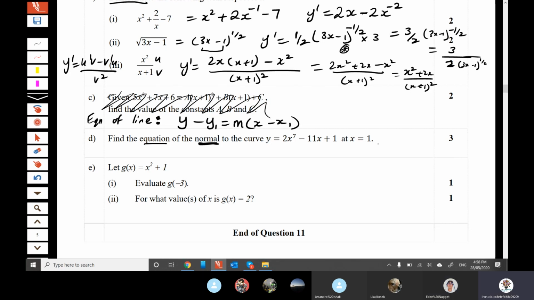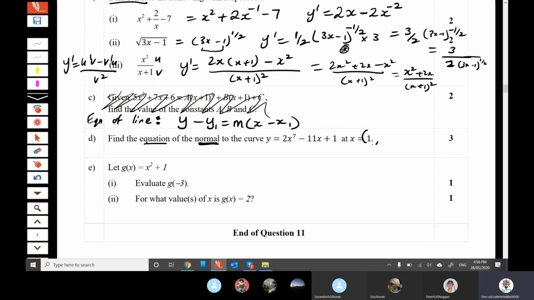What do I need to find this? I've already got one of my points, which is x is 1. What do I also need to find? So for x1, it's done. It's 1. But I don't have y1. How do I find the y coordinate? Sub in x. Yes. Don't overthink it.